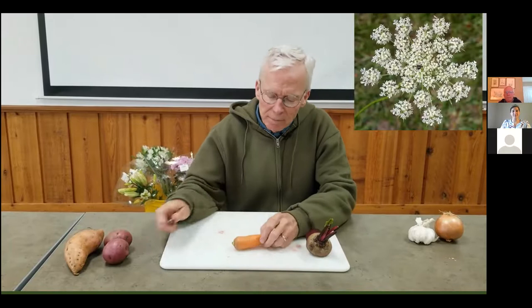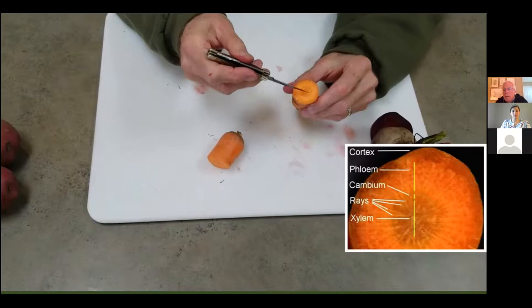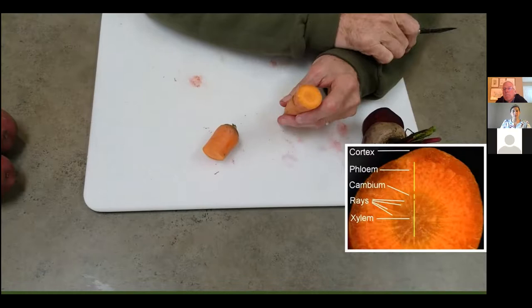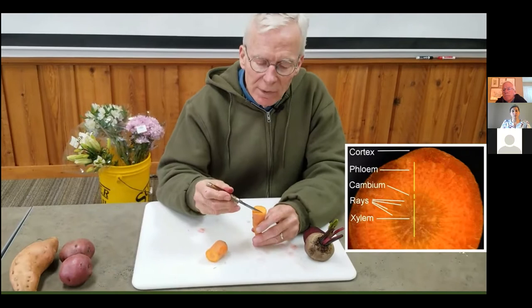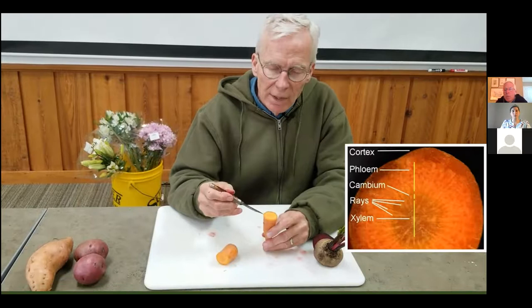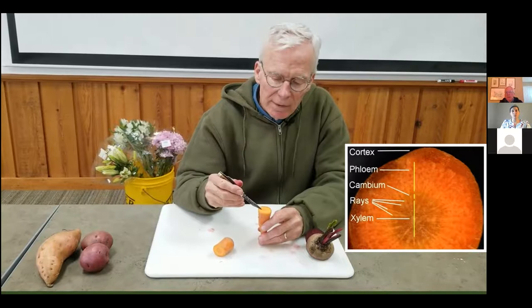And so this is a taproot, and when we cut it open, we can see that in the center here is the xylem tissue. Now, roots have a very simple vascular structure. The core of a root is xylem tissue. Remember, xylem carries water from the roots upward. And surrounding that is the phloem tissue. You can sort of see some mottling around the edge here. That's phloem tissue. That was carrying sugar solutions from the leaves produced by photosynthesis downward to the root. And in between the two is the vascular cambium there, that line right there.